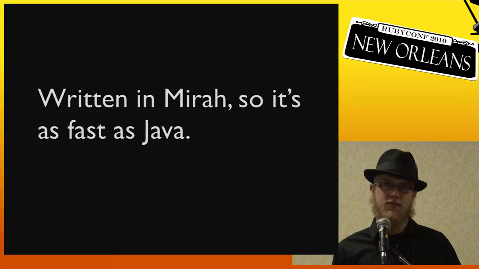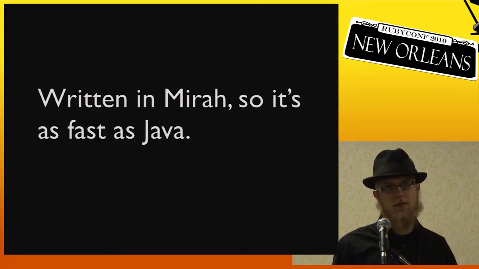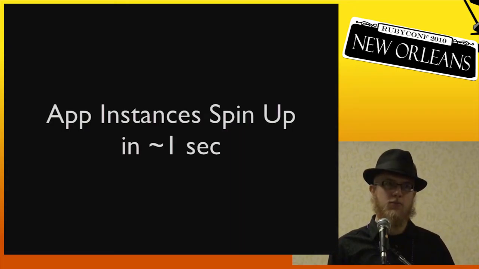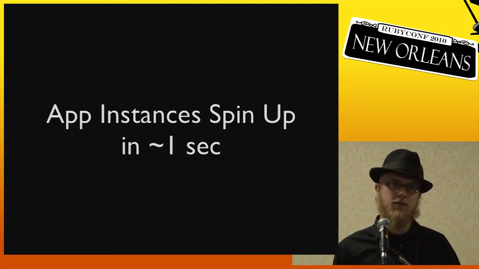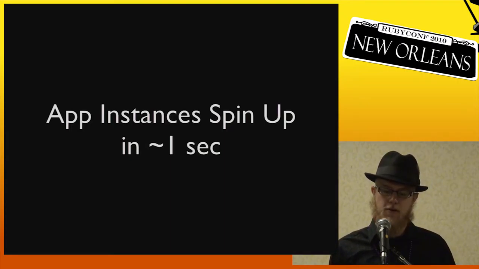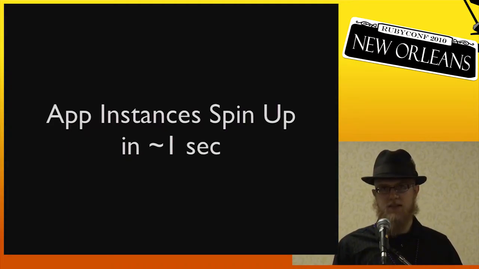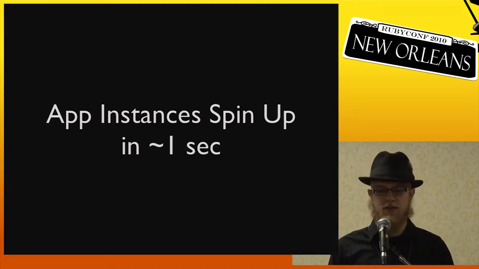On AppEngine, its instances spin up very quickly. So if someone hits a new instance with a request, because what AppEngine will do is if you're getting more load, it will start automatically spinning up instances for you. So the instances can be ready that much faster, which is very good.